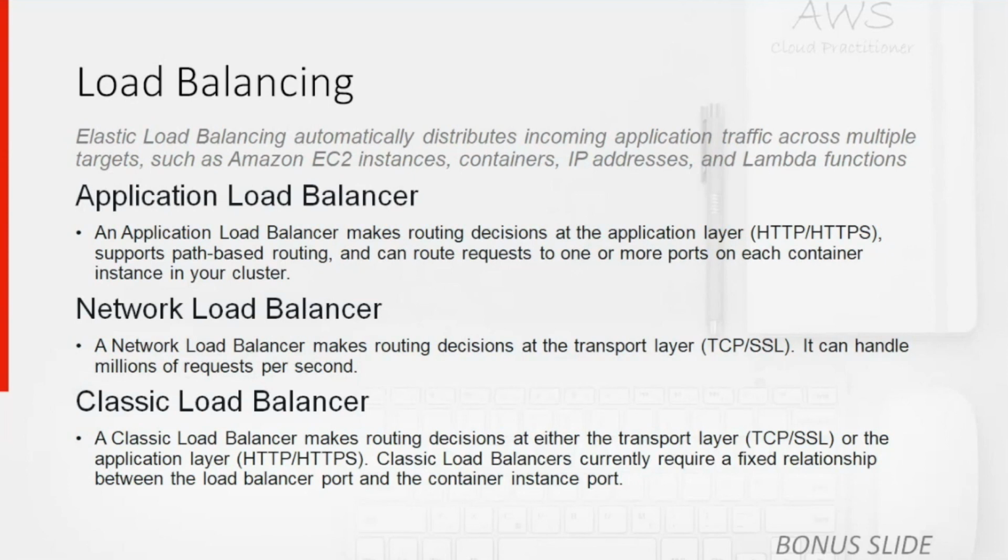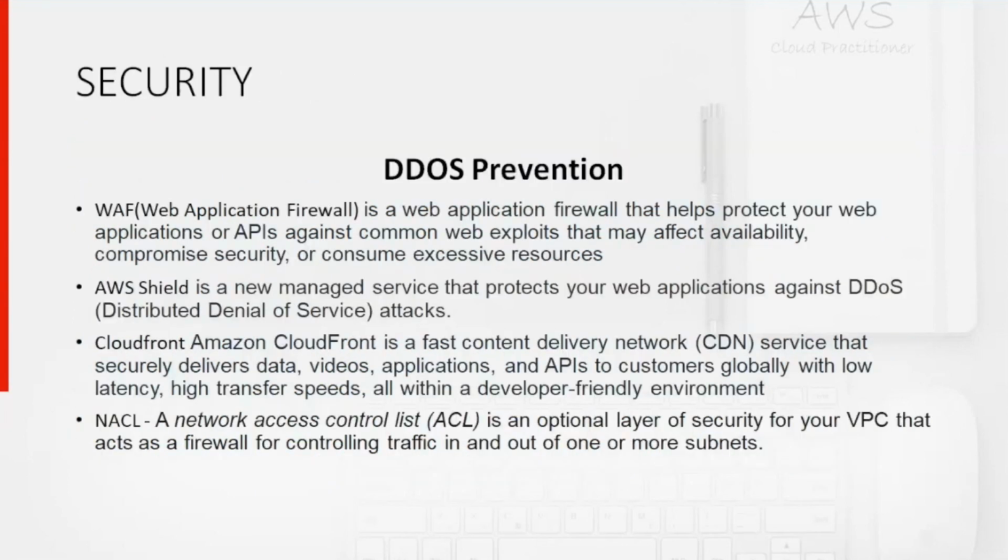Network Load Balancer. A Network Load Balancer makes routing decisions at the transport layer, TCP, SSL. It can handle millions of requests per second. Classic Load Balancer. A Classic Load Balancer makes routing decisions at either the transport layer, TCP, SSL, or the application layer, HTTP, HTTPS. Classic Load Balancers currently require a fixed relationship between the load balancer port and the container instance port.